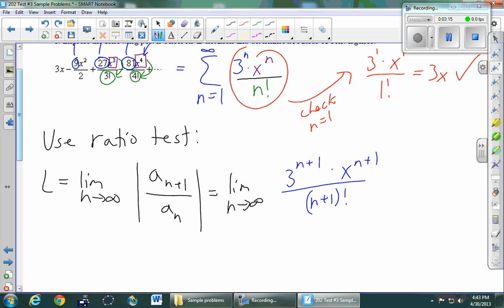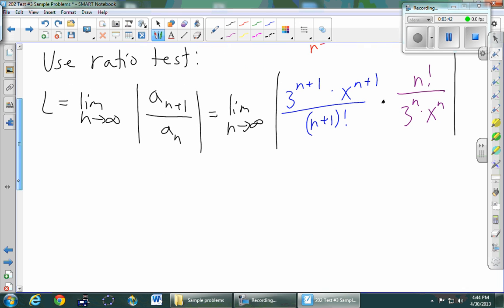And then it should be divided by a sub n, which is just a carbon copy of this, but just to save some space, we're going to immediately change this to multiply by the reciprocal. We'll put here times, and then we'll multiply by the reciprocal, n factorial over 3 to the n, x to the n. And that's still an absolute value, which is important here because there are x's, and we can't say whether those x's are positive or negative, so we need the absolute value.